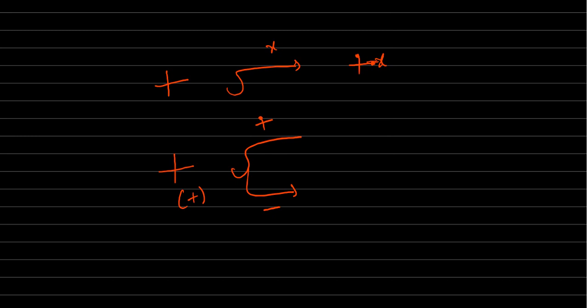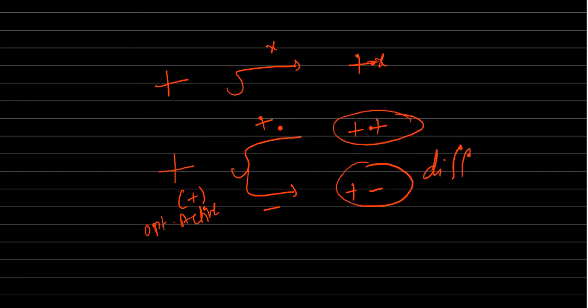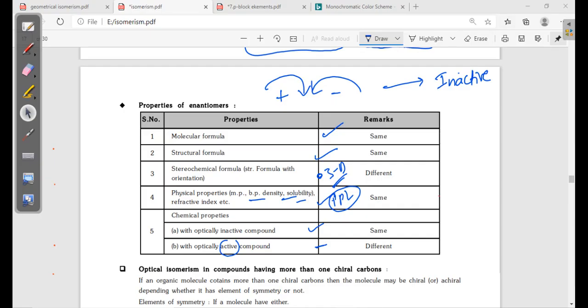If one optically active compound reacts with one more optically active compound, here it is giving plus plus, here it is giving plus minus. So these two are different products. That's why the chemical reactivity of an optically active compound with an optically active compound is different, but the reaction with an optically inactive compound is the same. With inactive it is same, with active it is different, right?